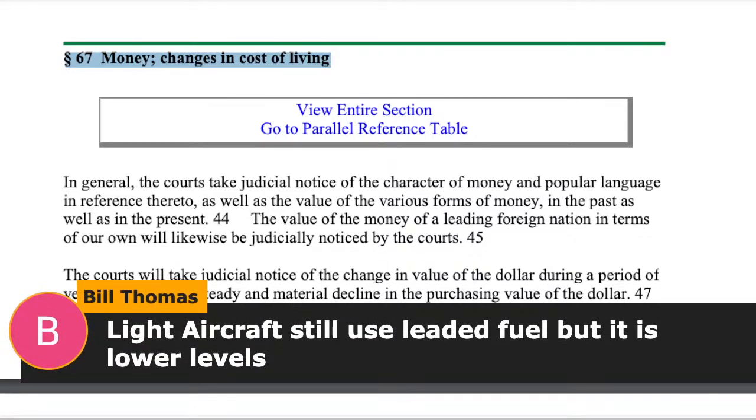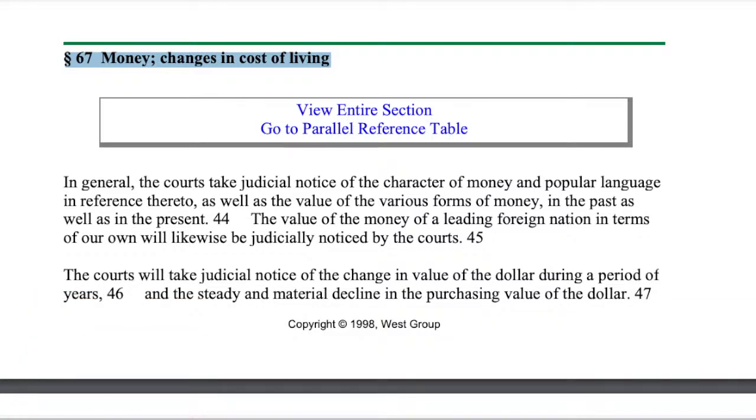Light aircraft still use leaded fuel, but it is lower levels. Oh, interesting. I always thought that the leaded fuel was bogus. It wasn't necessary at all. There were better additives used rather than that tetraethyl lead. But then again, who's to really say?